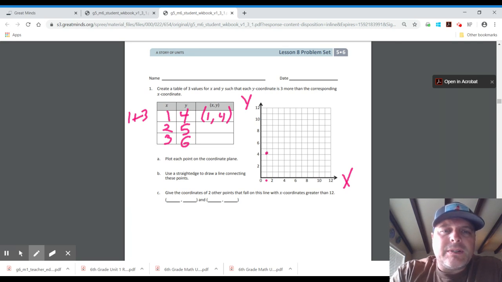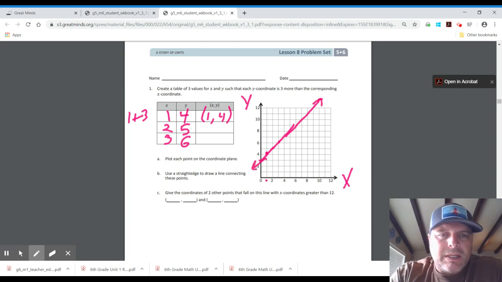The next one is going to be 2, 5. So let's go over to the number 2 and go up, 2, 5. Okay, and the next one is going to be 3 and 6. So 3 and 6. There you go. And that's it. You can kind of see a pattern there. Now it wants us to draw a straight line through all these points. So let's draw a straight line through all these points. And we'll go all the way through. Okay, there you go. And I'm just going to go off the graph.